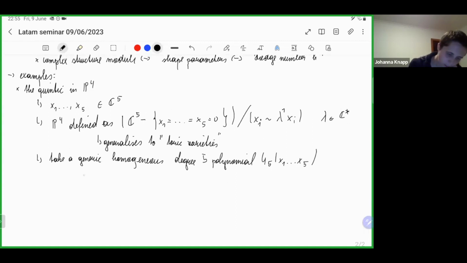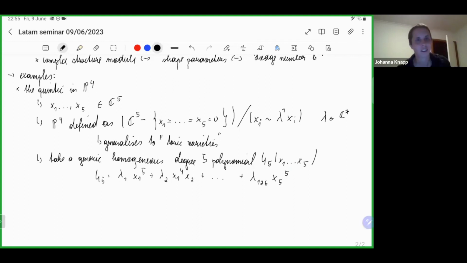So what I mean is that G5 is homogeneous with respect to the scaling relation up here. So it's x1 to the 5 plus, I don't know, lambda 2 x1 to the 4 x2 plus ... And then, if I'm boring you with my trivial talk, you can convince yourself that you can go all the way to lambda to the 126 and have x5 to the 5 here if you do the systematics right.